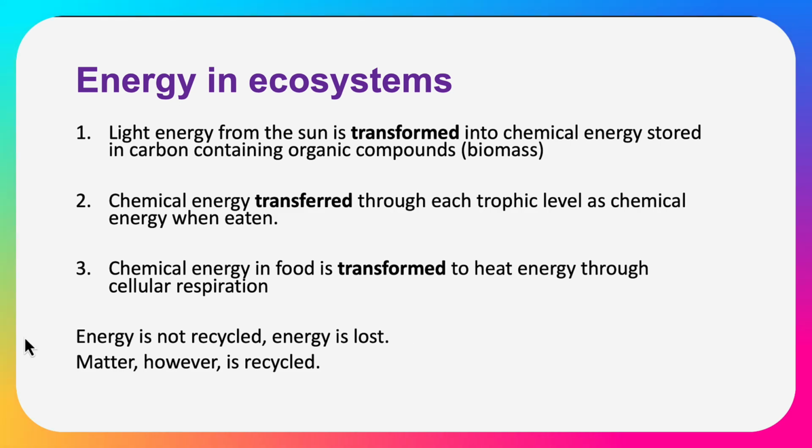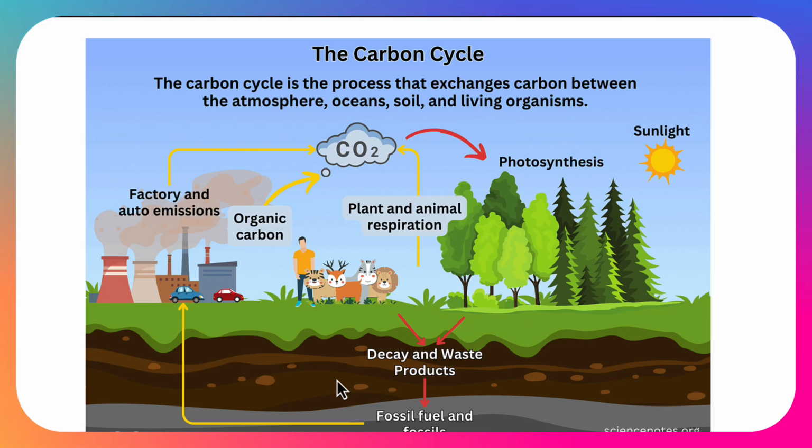However, matter, in the form of carbon and oxygen, etc., is recycled. And that's when we come to the carbon cycle. So carbon dioxide in the atmosphere is brought into organisms through photosynthesis. It's fixing that carbon. And then plants and animals, through respiration, take it back into the atmosphere. Then we have other processes as well that we're going to talk about in more detail later.